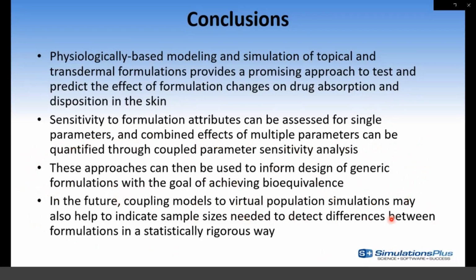While it's not quite a conclusion of this work, I would say that in the future, something else that can be done is to couple these models to virtual population simulations. And this would also be helpful to indicate what type of experimental sample sizes would be needed to detect differences between formulations in a statistically rigorous way.